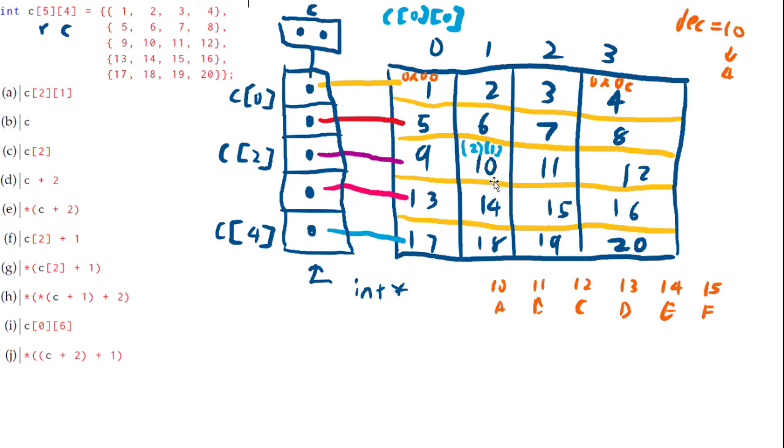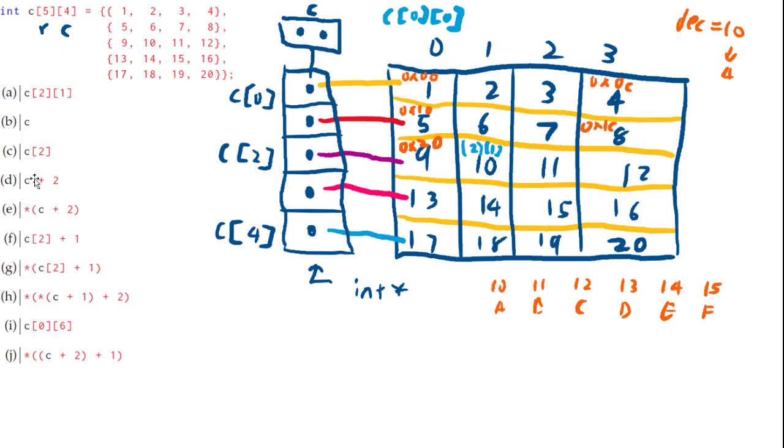So this one is 0x10, 0x14, 0x18. This one is 0x1C, okay? And this one is 0x20. And then this one is 0x24, and so on and so forth. Okay? I hope you can see how we count this.